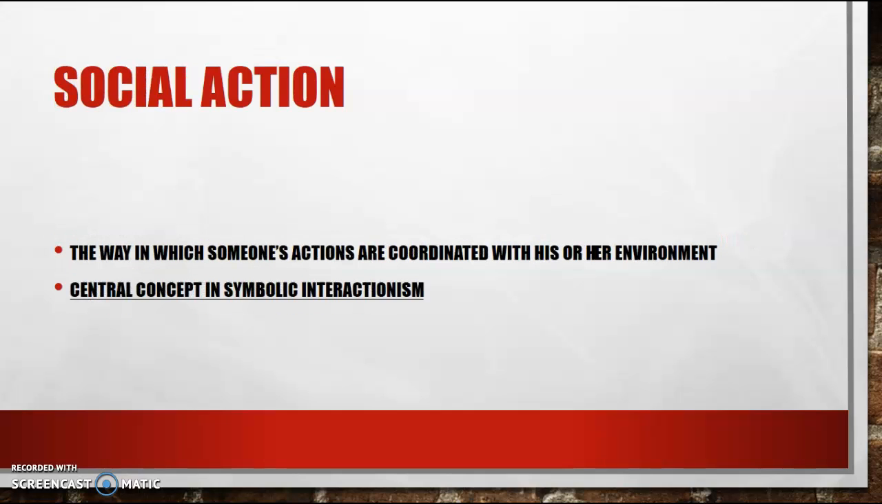perspectives as well. Social action is the way in which someone's actions are coordinated with his or her environment. How do we base our actions? How do we base the way we do things? It is the central concept in symbolic interactionism.